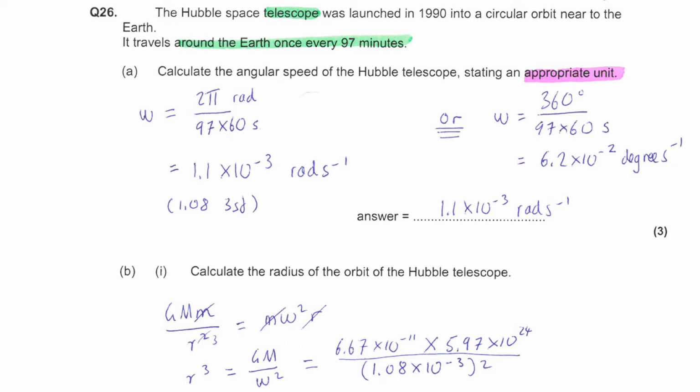You do have a choice here. Angular speed is angle swept out per unit time, so you could have radians per second or degrees per second. For one orbit, we have an angle of 2 pi radians, completed in 97 minutes, which I've converted to seconds, leading to an answer of 1.1 times 10 to the minus 3 radians per second. I've shown you the alternative for degrees here as well.